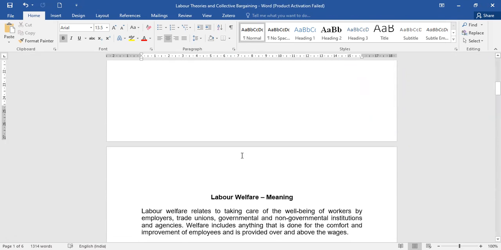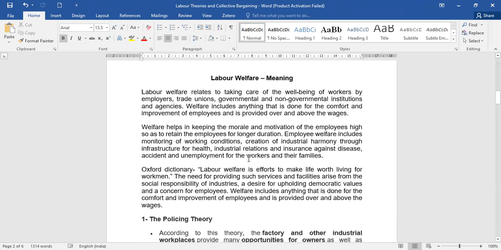So now let's start the concept of labor welfare. So basically, what exactly does labor welfare refer to? It is nothing but taking care of the well-being of the employees by the employer. So we know there is a relationship between employee and employer. If we want to have better productivity out of this relationship, then definitely this relationship should be one which supports various aspects of well-being also.